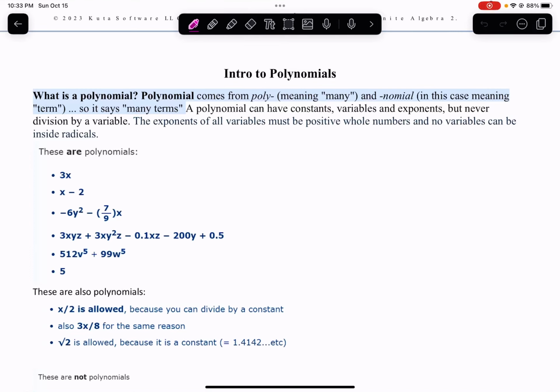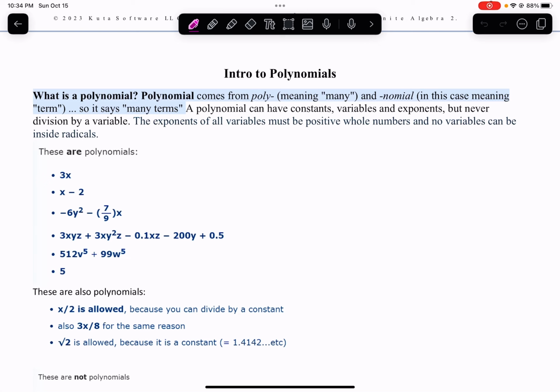So today I'm going to go over what a polynomial is. The word poly means many and nomial means terms. So when we have a polynomial, it means many terms. It can have constants, variables, and exponents, but never division by a variable. The exponents of all variables must be positive whole numbers, and no variables can be inside radicals.